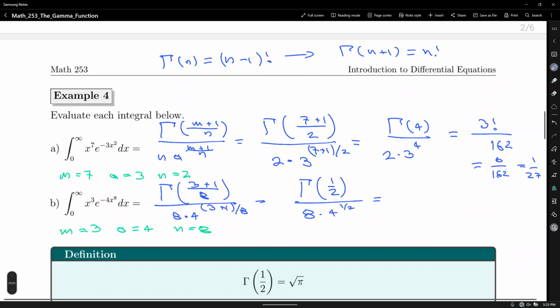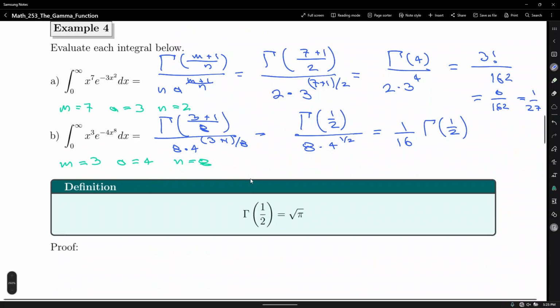All right, but what is 4 to the 1 half? Is that the square root of 4, which is 2? 2 times 8, is that a 16? So this is 1 over 16 gamma of 1 half. Well, we don't have the result for gamma of a half, but spoiler alert, it's just down here. Gamma of 1 half equals the square root of pi.